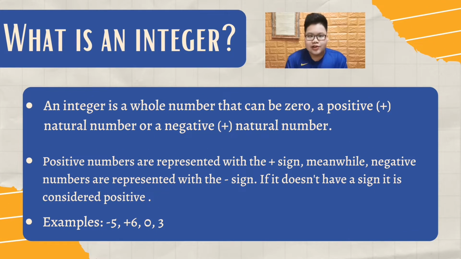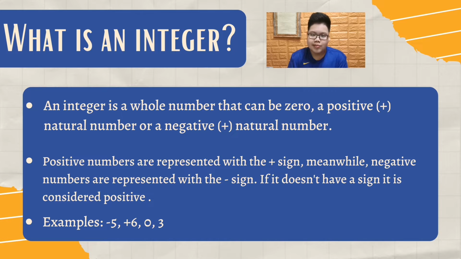First, let us discuss what is an integer. An integer is a non-fractional whole number that can be positive, negative, or zero. If it doesn't have a sign, it is considered positive. Examples: -5, +6, 0, and 3.